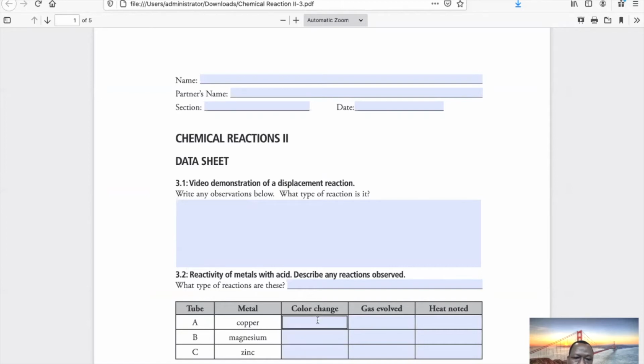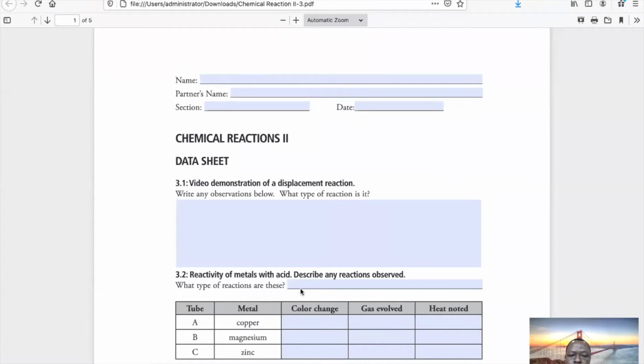I see a student may be writing down using a check mark or using an X to mean that no change, or just use a check mark. I'll know that that's what you observe. Now, don't forget to indicate a type of reaction, all right? Type of reaction, is it combustion? Is it single replacement reaction?